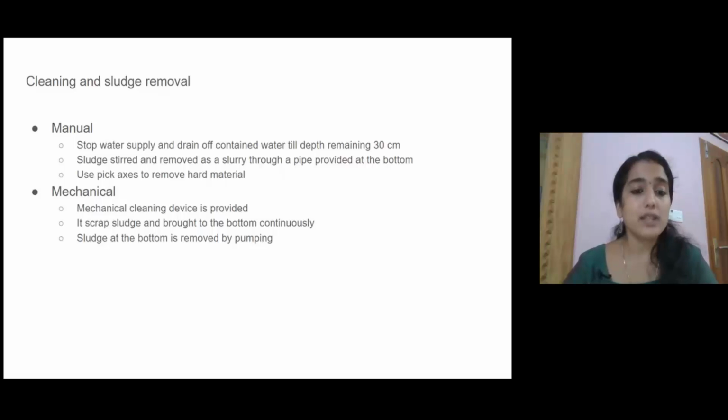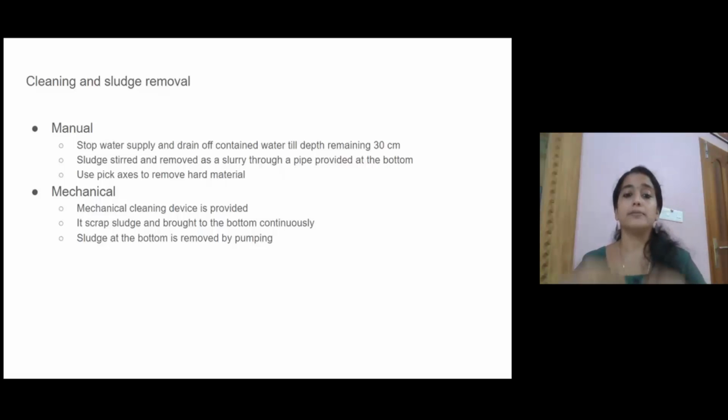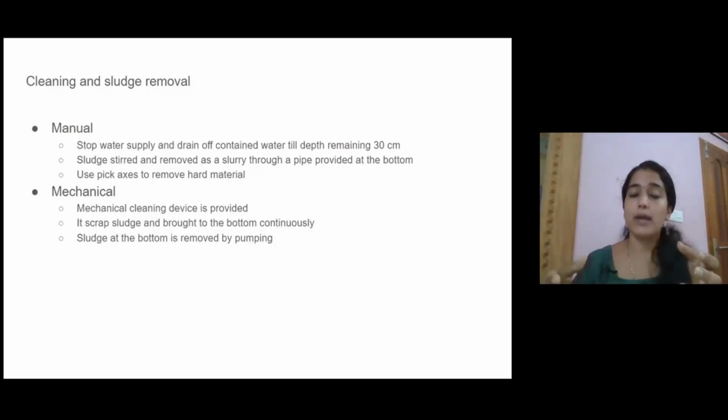In the mechanical scraping system, the sludge is scraped out and brought to the bottom continuously, and this sludge at the bottom is removed by pumping. This is a continuous operation. The sedimentation process is continuously happening, and while this process happens, the sludge is removed from the bottom by pumping.